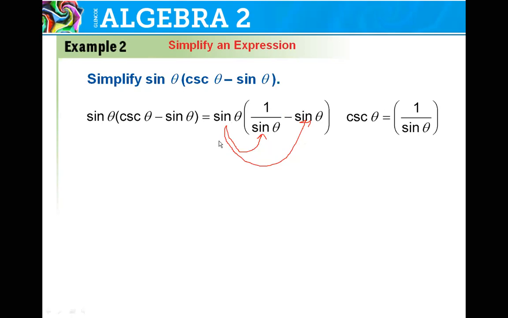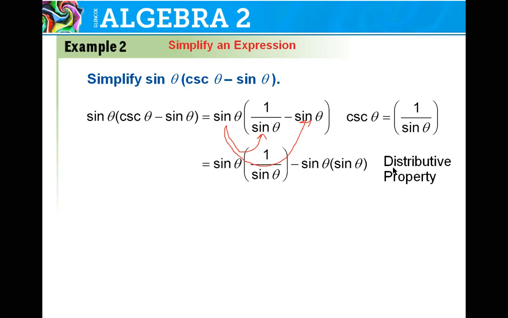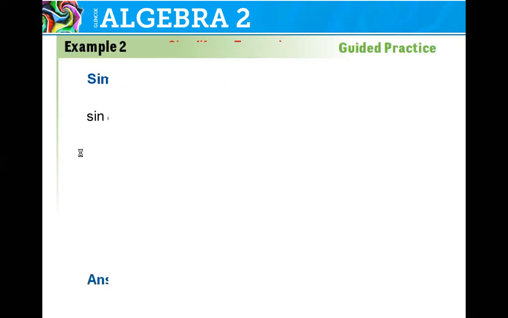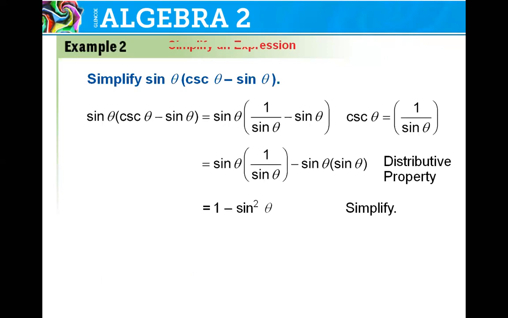So in the second step, we use the distributive property as Khalid said, and then multiply. The 1 comes from sine times 1 over sine, and the sine squared comes from sine theta times sine theta. Okay, Khalid, after that, 1 minus sine squared equals what?